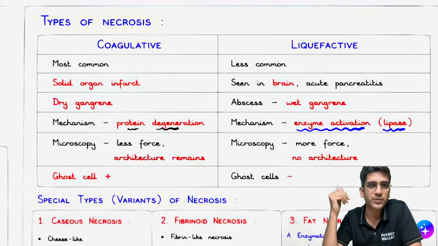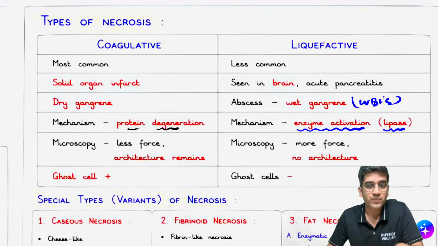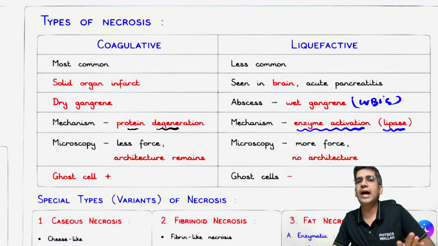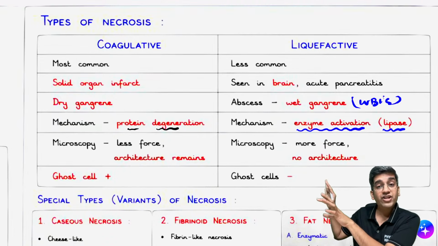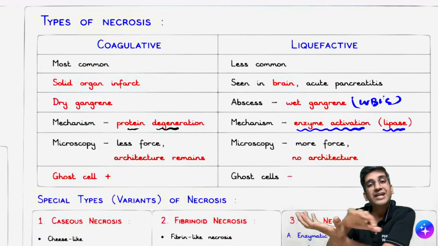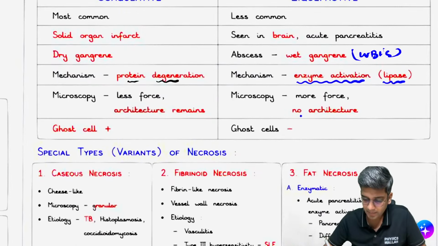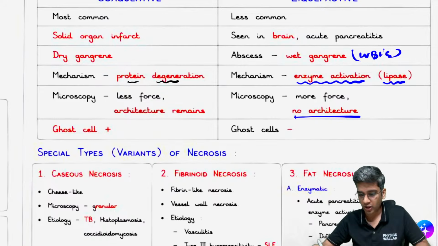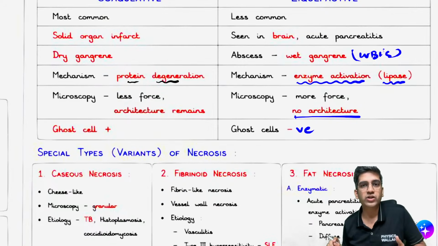Again, enzyme activation. Wet gangrene, where will I get the enzyme from? The incoming WBCs. The WBCs will have the enzyme which causes liquefaction in wet gangrene or in any abscess cavity for that matter. Right? So since here activation of enzymes is the main mechanism of destruction, it will destroy completely because they're very, very powerful. So on microscopy, there'll be no background architecture at all. It will be completely gone. In other words, ghost cells will not be seen. I will not see the outline.